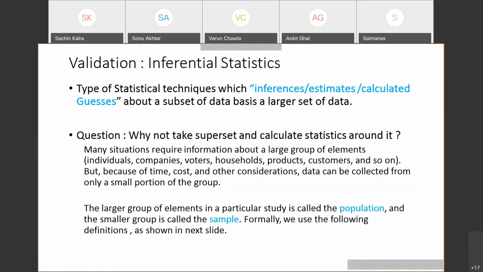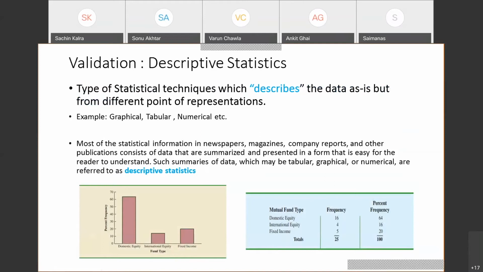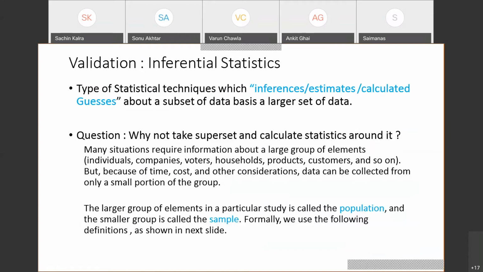Now, one question that should strike your mind is, why not take the superset and calculate statistics around it? Why just take a subset out of it? The plain and simple answer you can give to anyone who asks this question is, many situations require information about a large group of elements. Definitely, I want to conduct a survey. How many people will vote in the upcoming elections? There are around, say, 10,000 households in a particular ward, and how many are going with the BJP or Congress, and what other dominating party?